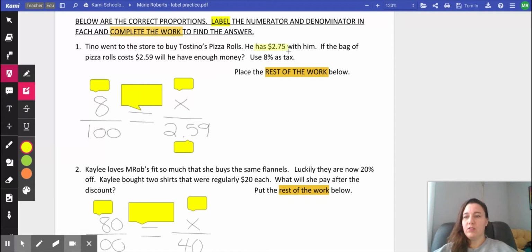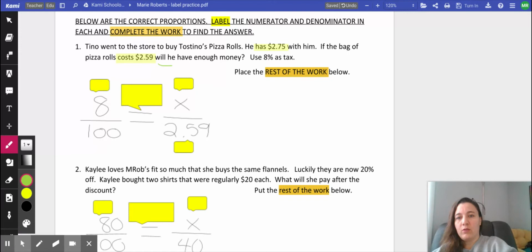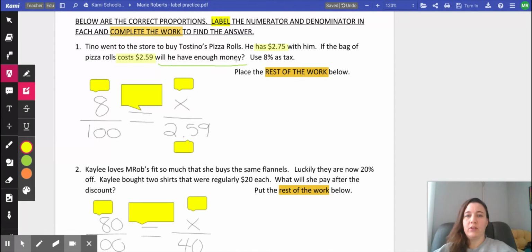I should use a different color. Yeah, just stick with this for now. And it costs $2.59. Will he have enough money is my question. So you will be answering me with a yes or no later. Try not to forget that. Always go back and reread when you're done.